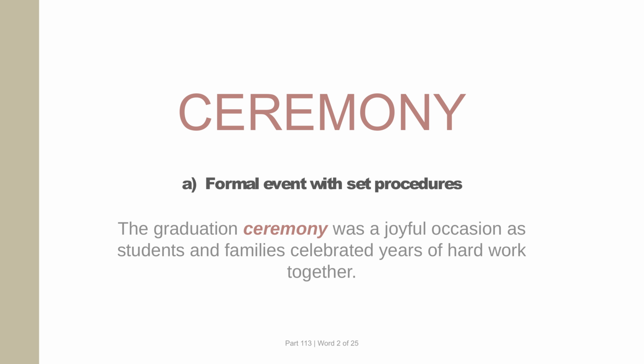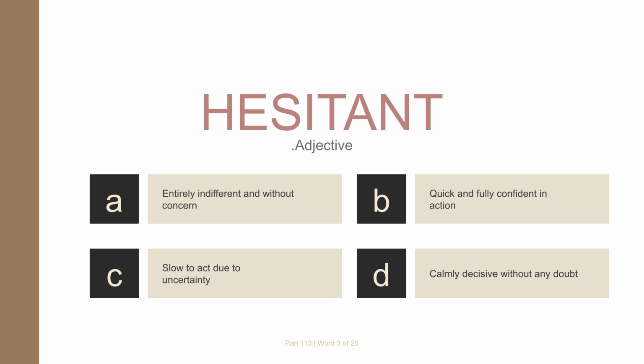Question 3. What is the meaning of hesitant? Option A. Entirely indifferent and without concern. Option B. Quick and fully confident in action. Option C. Slow to act due to uncertainty. Option D. Calmly decisive without any doubt.